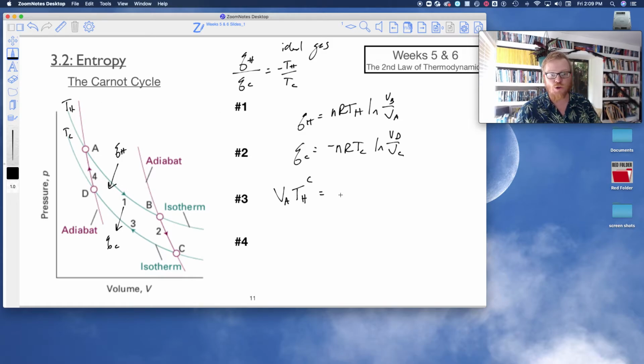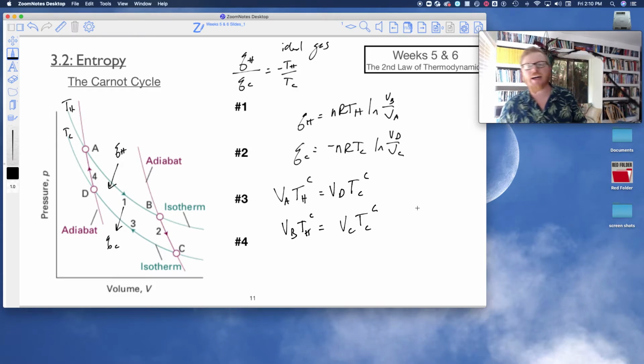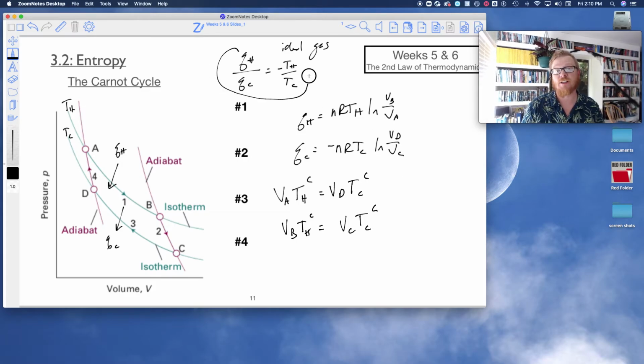So it's got to be now the volume of D. I've got to do this along the adiabat. The volume of D, TC, raised to this constant. And then in the other adiabat relationship, the volume at B times the hot temperature raised to some constant is equal to the volume at C times the colder temperature raised to some coefficient. Okay? And then I'm not going to finish this off. The rest of it is just algebra, but it's now substituting these volume ratios and canceling. And what you end up getting is this relationship.